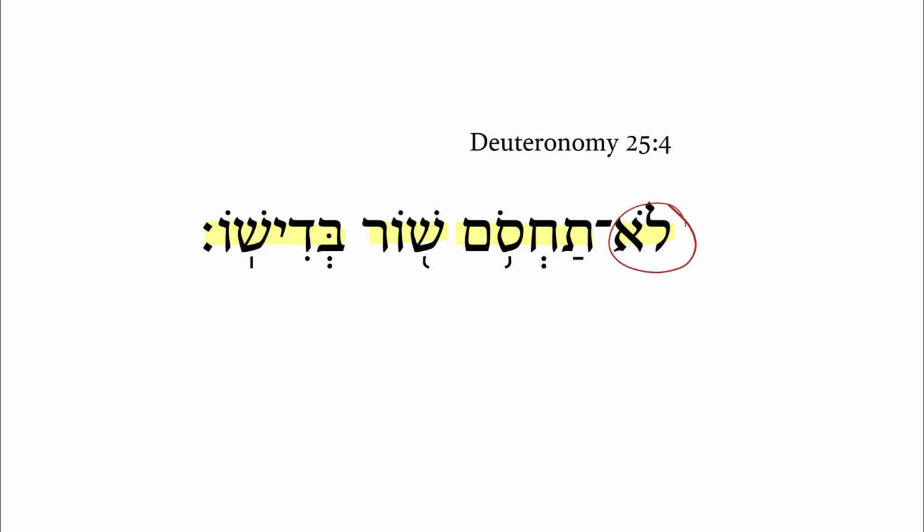We've got a negation here at the beginning. This is a verse that we're quite familiar with. You shall not muzzle the ox when he's treading out the grain. So all of that's contained in these 4 words.